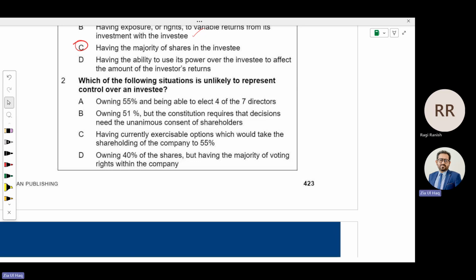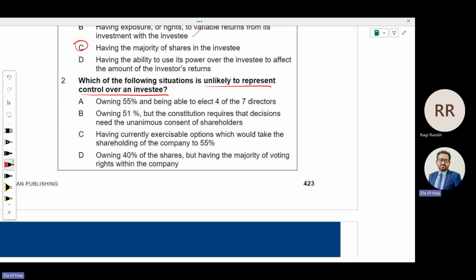So this is unlikely. What do you see? Having currently exercisable options which would take the shareholding of the company to 55%, owning 40% of the shares but having the majority of voting rights within the company. Which of the following situations is unlikely to represent control over an investee? B or D?